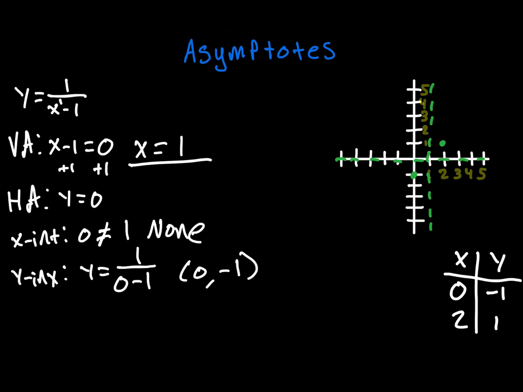Our final graph would look like this. Notice how our graph doesn't really touch the asymptotes. This is just really how asymptotes behave. Now let's move on to something a bit harder.